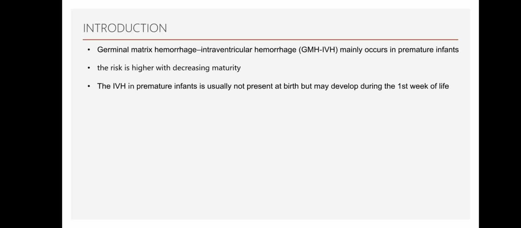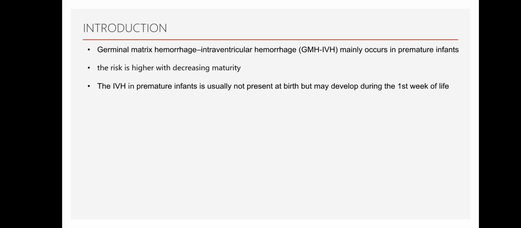Today's video is about germinal matrix hemorrhage or an intraventricular hemorrhage. It mainly occurs in premature infants, and risk is higher with decrease in maturity. So, if a newborn is born premature, the more premature the baby, the higher are the chances that the baby will have an intraventricular hemorrhage.